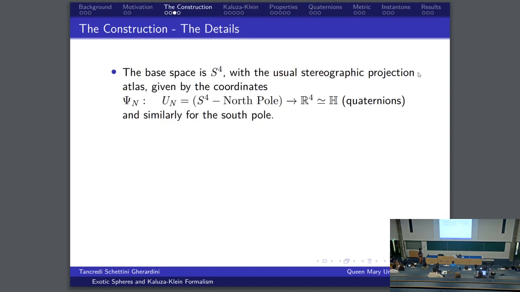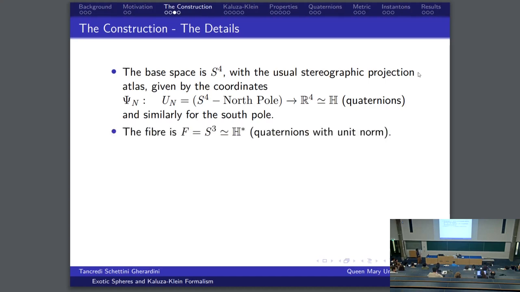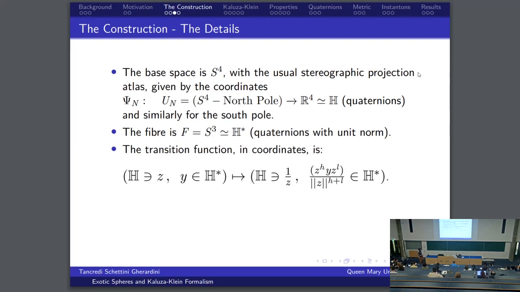Now let's see what they are in practice. You have to take S4 as your base space, and then you can think of it with the usual stereographic coordinates. So both coordinates are just R4, and you have to employ the isomorphism between R4 and quaternions, which is a natural one. Then you can do a similar thing for the fiber. The fiber is S3, and so it can be put into one-to-one correspondence with the unit quaternions. Using these 2 isomorphisms, you can write down the transition function, which defines the whole bundle, and I'll spell it out for you.